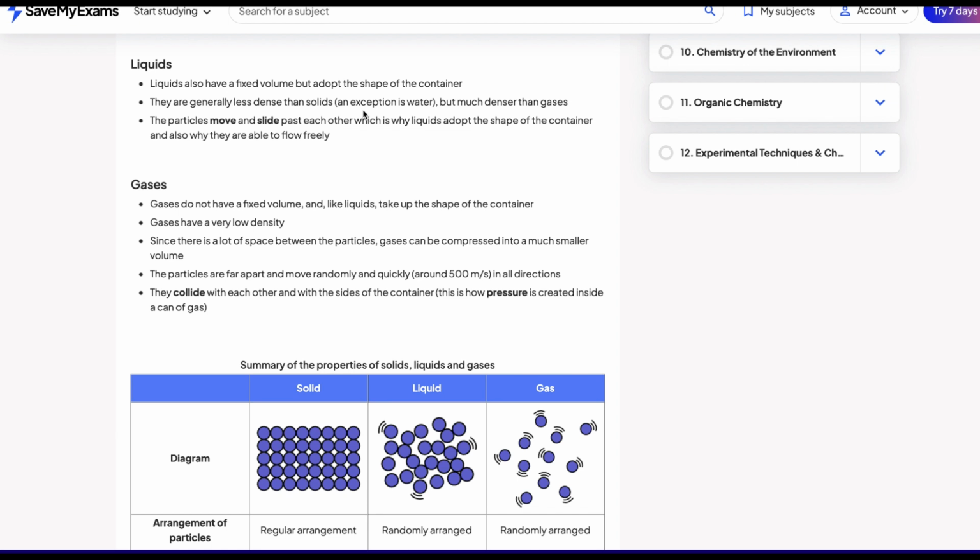Okay, and then we say the liquid is also very difficult to compress, even though its density is lesser than that of solids, it is relatively high. The force of attraction between them is relatively weaker than that of solid.